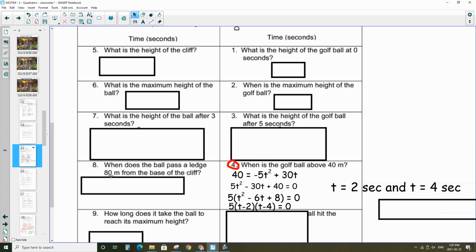Number 8 will be similar. You're given the height of 80 meters, and it's saying when does that happen, right? So you'll take your equation and make it equal to 80, and then solve for t for your time.